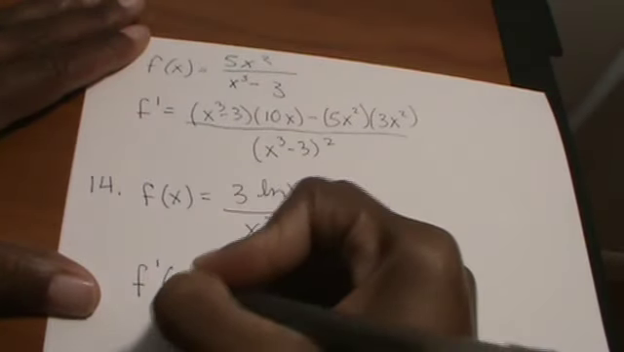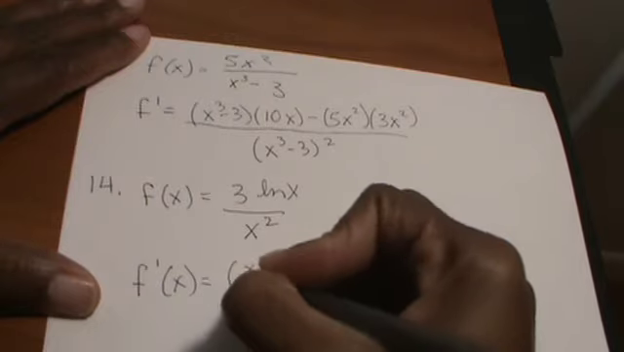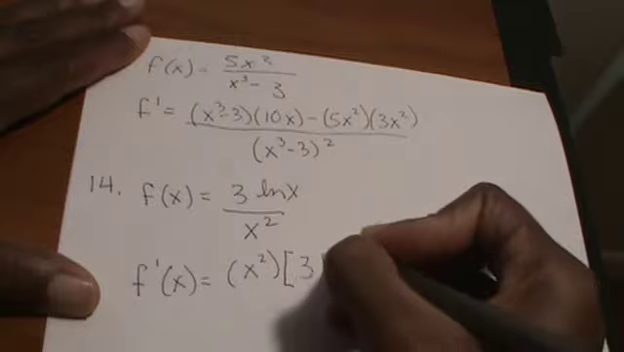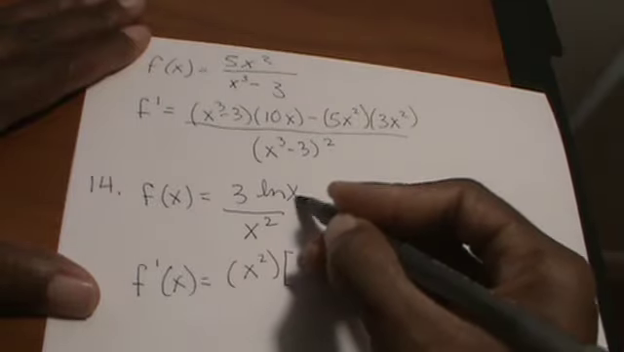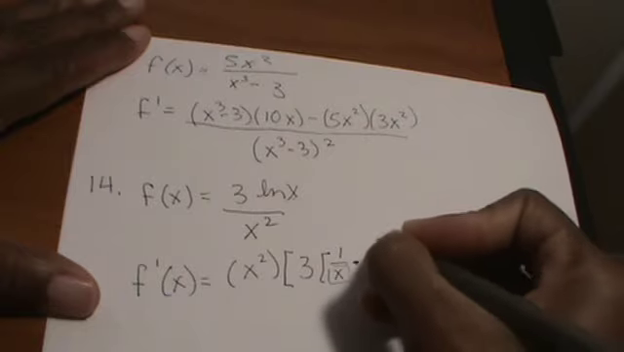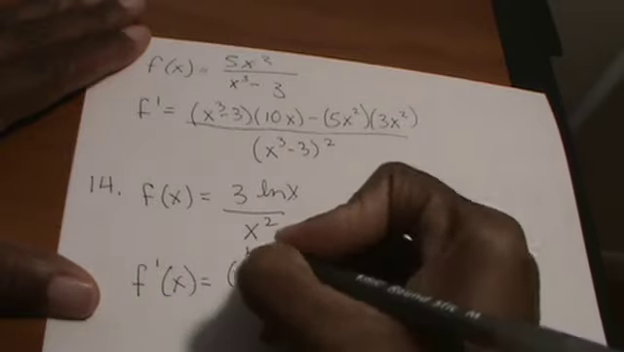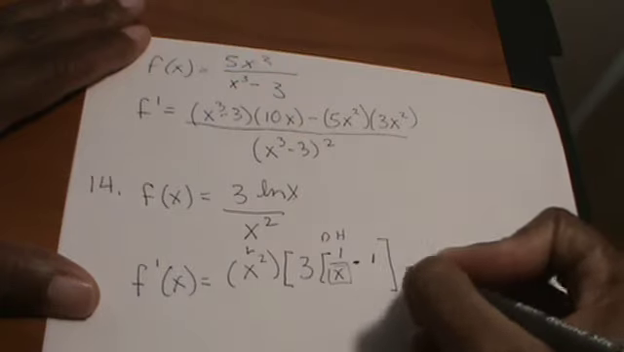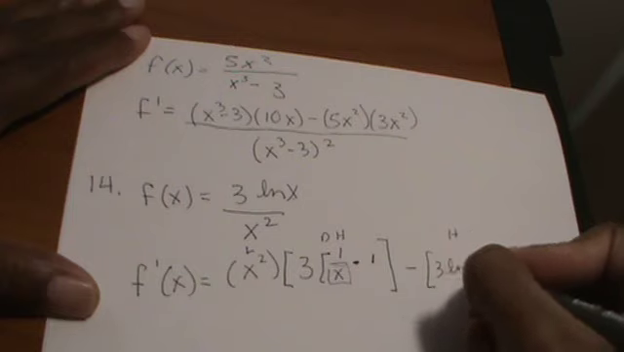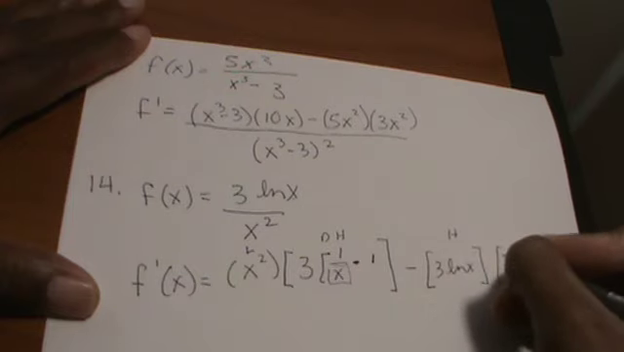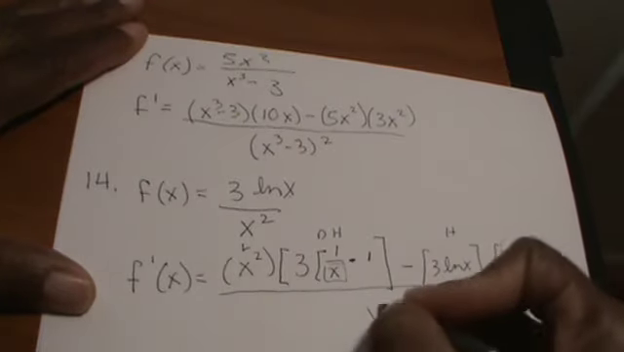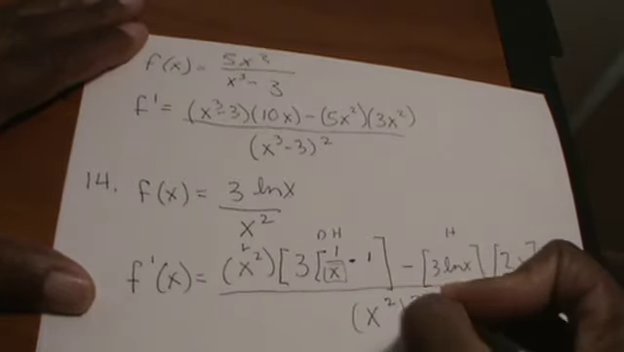F prime of x equals the low, which is x squared, times the derivative of the high. 3 times 1 over x, 1 over whatever's after the natural log, times the derivative of this x, which is 1. So low d high minus the high, which is 3 natural log of x, d low, 2x, divided by the low, x squared, squared.